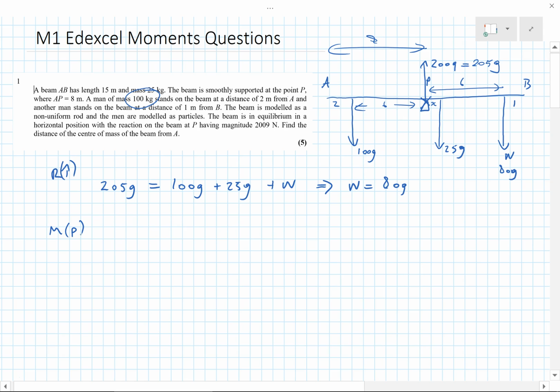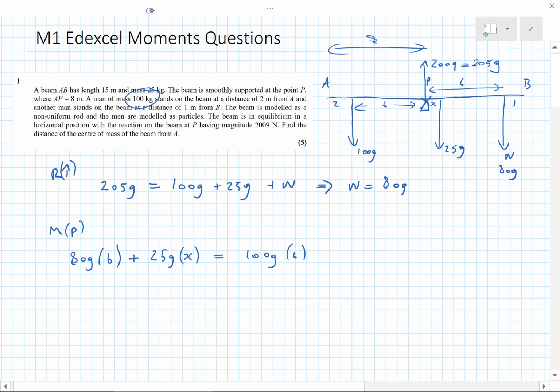So let's take moments about P. Looking at moments about P, we've got 3 forces only, and both of these forces here are going clockwise. So let's work with those first. 80 g times 6, that's the moment of this force here, plus 25 g x, which is that force there, equals 100 g times 6, which is the moment of that force there.